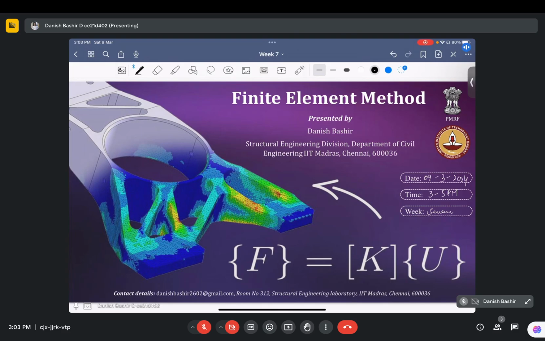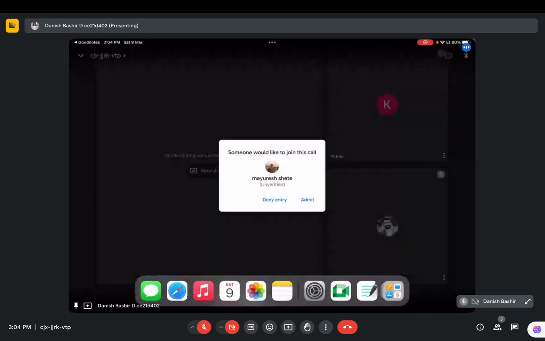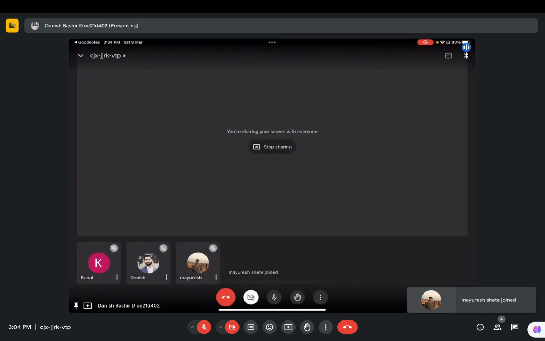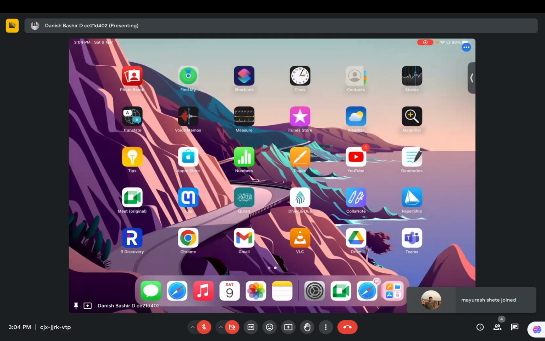So today is our 7th week of the live sessions, and in the past couple of live sessions, we were seeing the formulation for the bar element, and then we extended that formulation to the truss member. So in the last class, we saw the formulation for a truss member in 2D. That was a 2D truss.